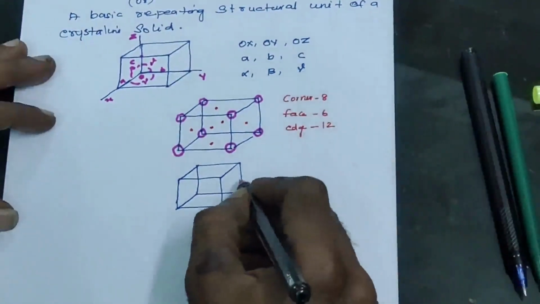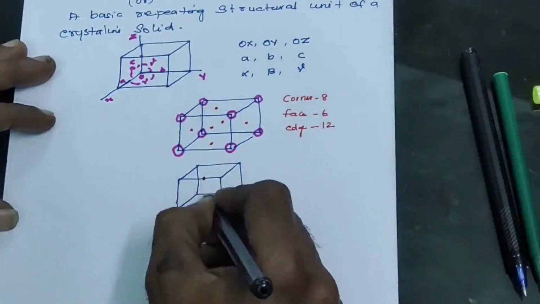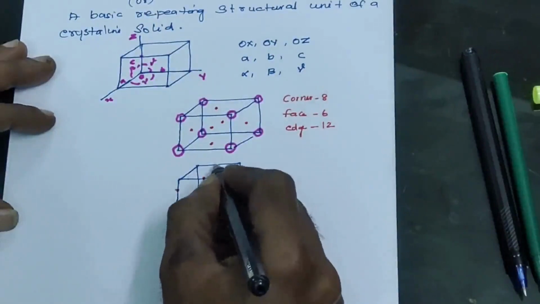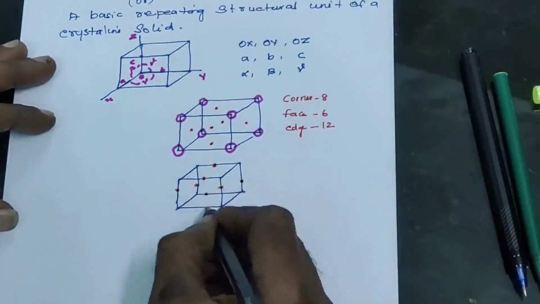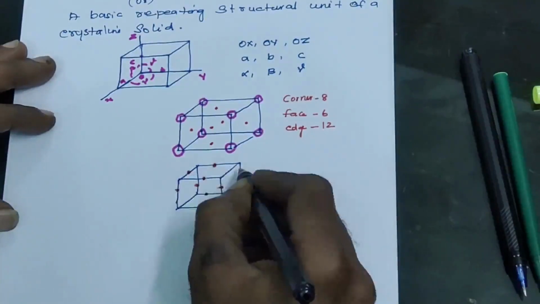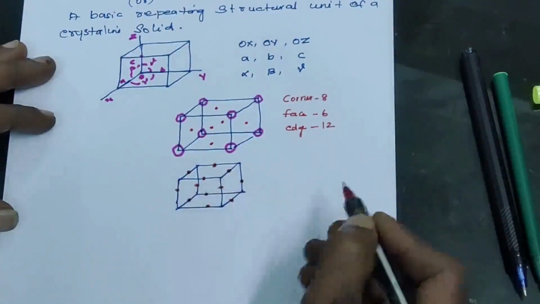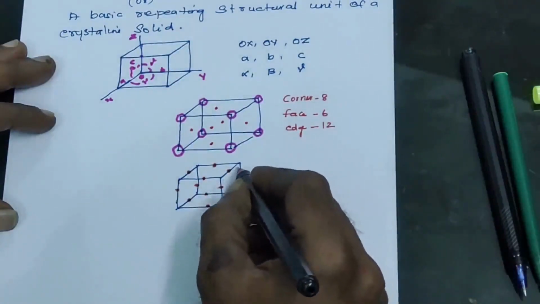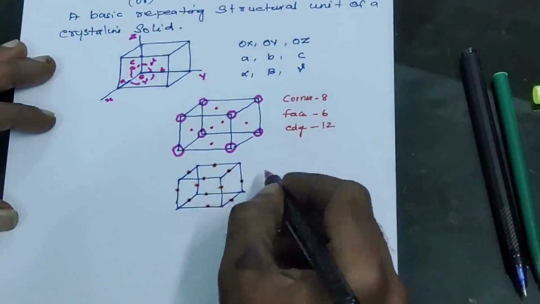Edge center: this square contains 4 edges, so these are edge centers. This square, 4. Then 1, 2, 3, 4. So total edges 12. These points are very important for working out problems.